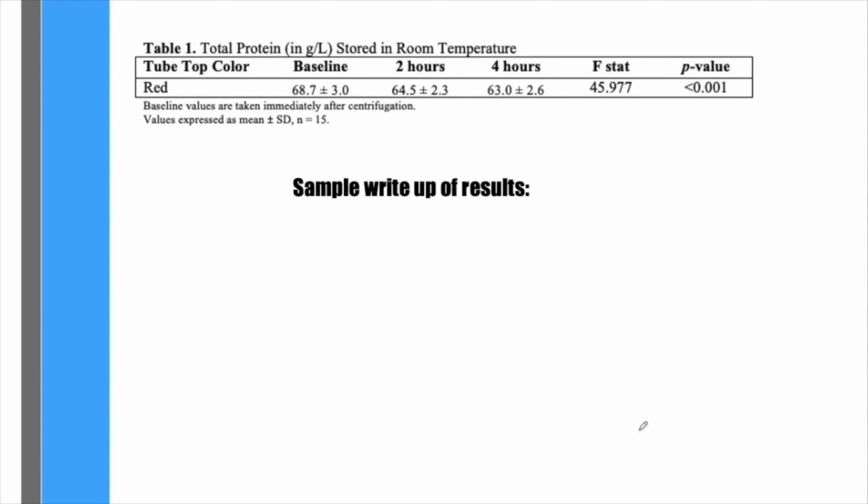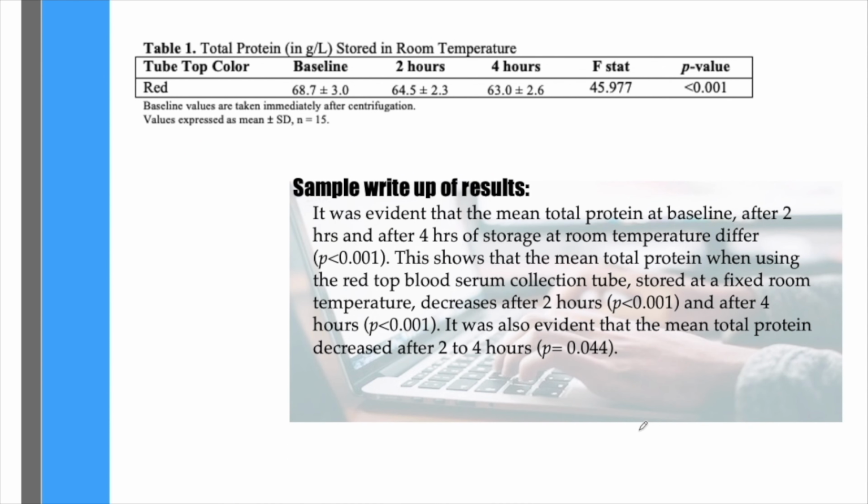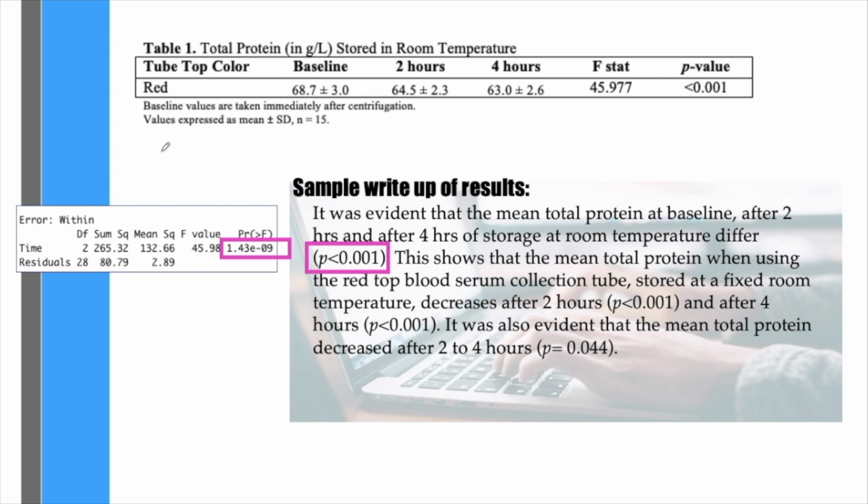So we may write the sample write-up results as: it was evident that the mean total protein at baseline, after 2 hours, and after 4 hours differ. So this is the result of the analysis of variance for repeated measures. And then the succeeding lines are for the post-hoc analysis, which is the Holm's p-value adjustment. So this shows that the mean total protein when using the red top blood serum collection tube stored at fixed temperature decreases after 2 hours and after 4 hours.